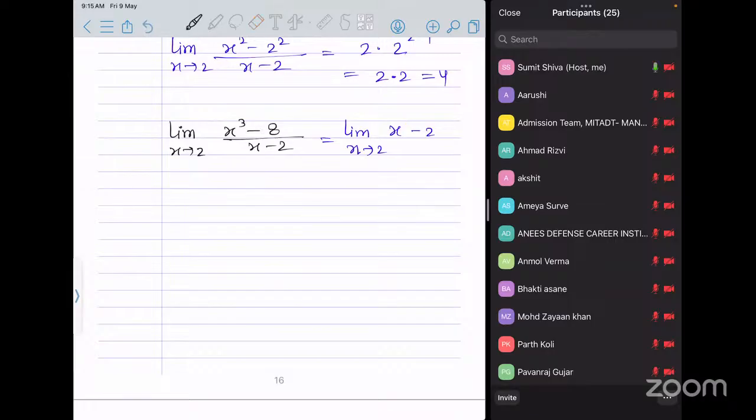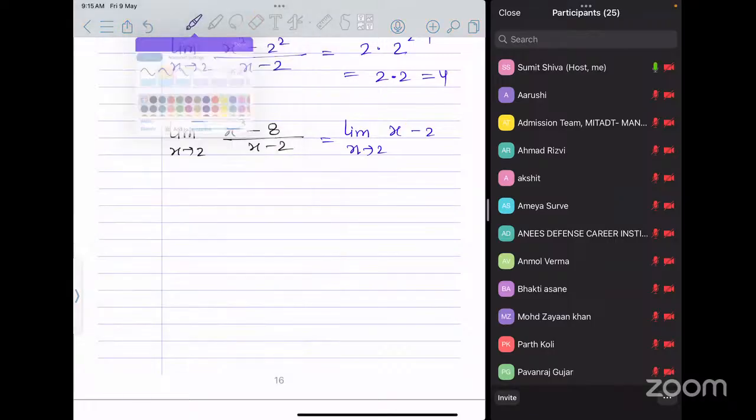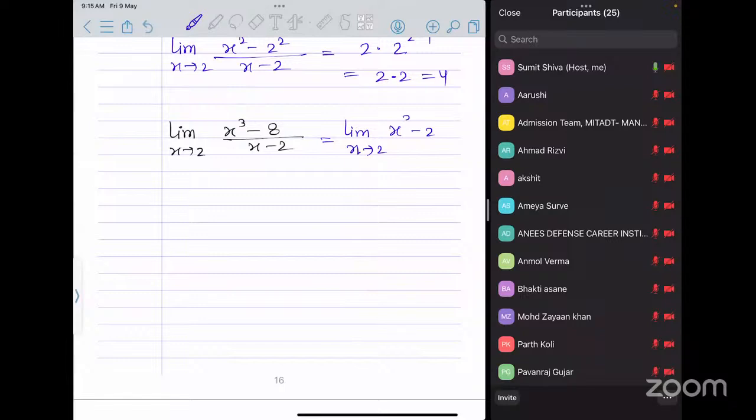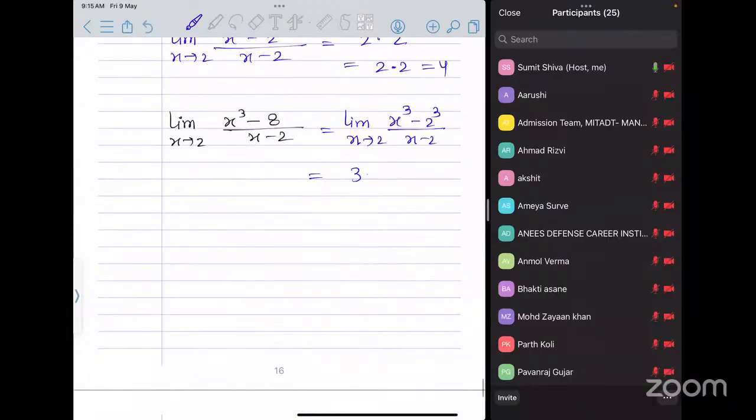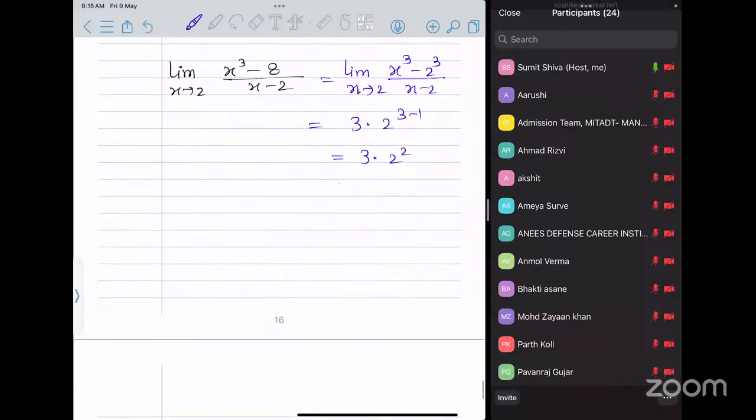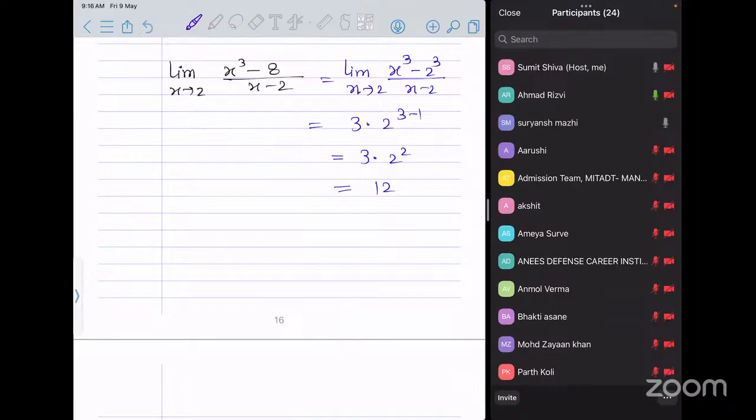This will be x cube minus 2 cube divided by x minus 2. And again, according to the standard formula, this will be 3 times 2 raised to power 3 minus 1. That is 3 into 2 raised to power 2, which will be how much? 12, I think. Yes or no? Yes, sir.